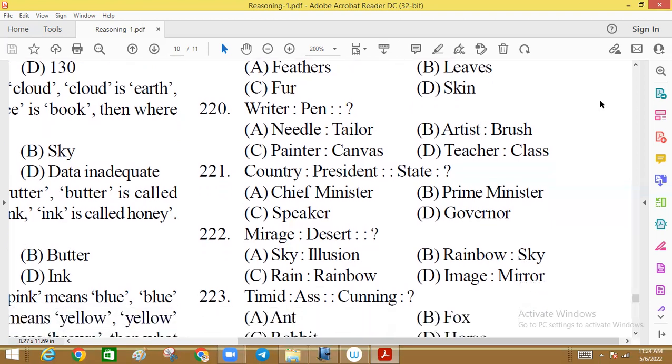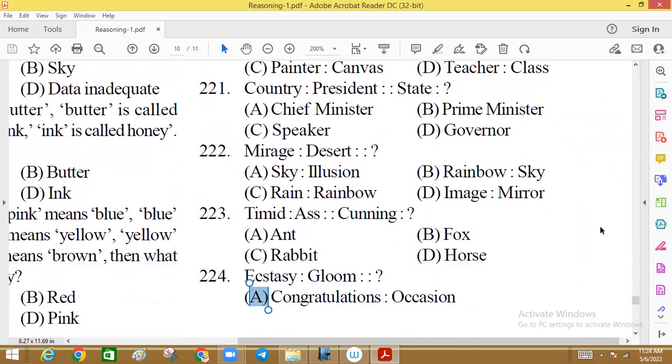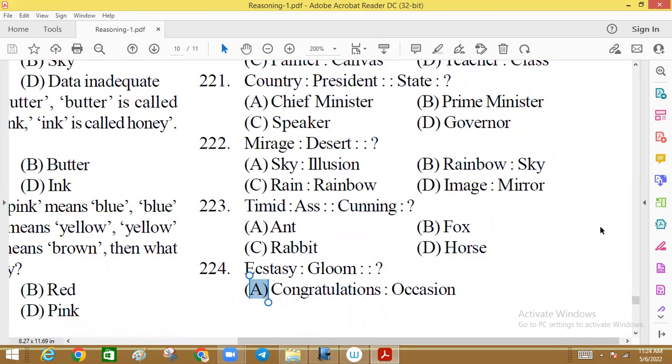Easy one. Writer, pen. What's the answer? Artist, brush. Writer uses pen, whereas artist uses brush. Easy. Next one. Country, president, state. For country, the head of the country is president. Head of the state is governor. This is an easy one.